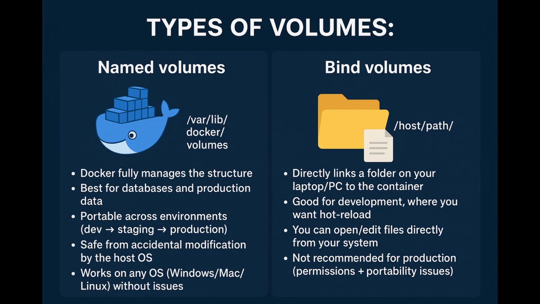The second type of volume is called the bind volume. In bind volume, you use a specific directory on your host machine. It can be any directory on your host machine, and then you map it to the directory on your container where you want to persist data. What it basically means is that you have a direct link between a folder on your host machine, laptop or PC, to a directory on your container. This directory can be modified by the user, and it can be modified by the operating system. So they are good specifically for development where you want hot reload. They are not recommended for production.